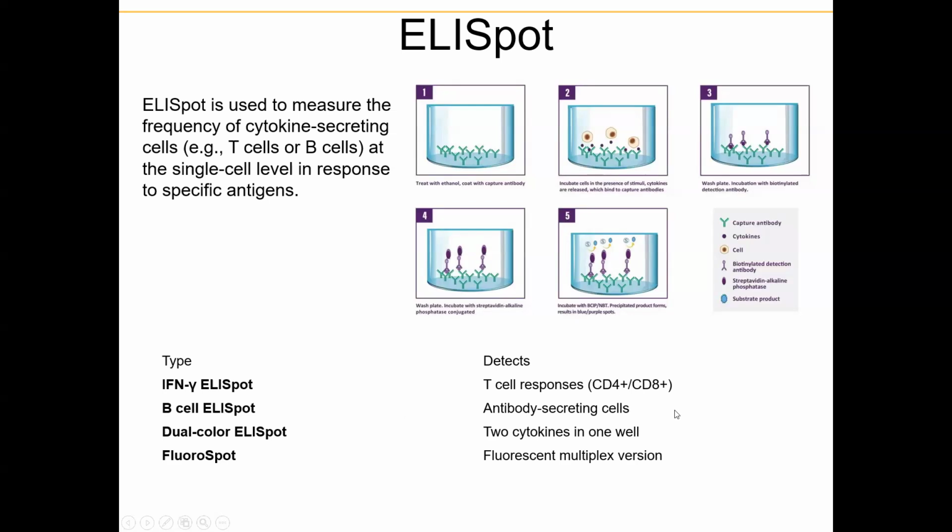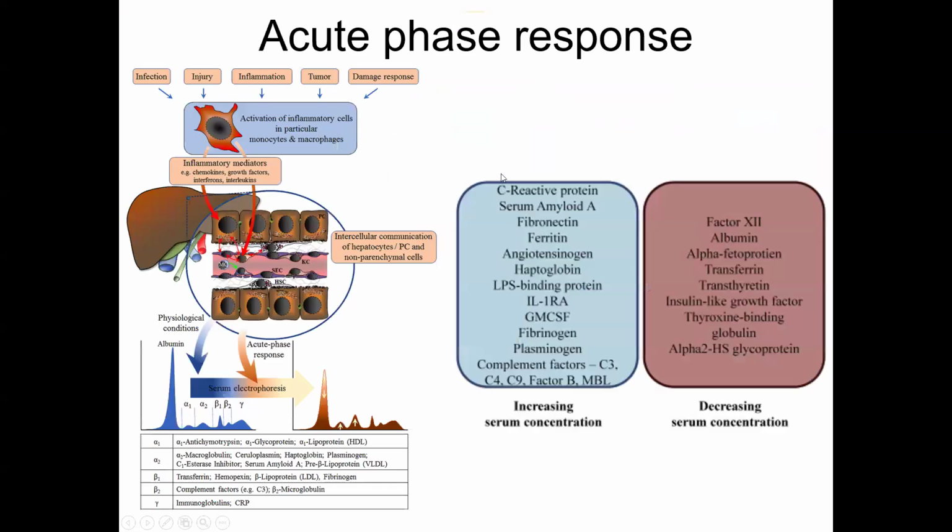B cell ELISpot, for antibody secreting cells. You know B cells. Dual color ELISpot. Likewise, fluoro ELISpot. There are several methods. So ELISpot is for the cytokine measurement.